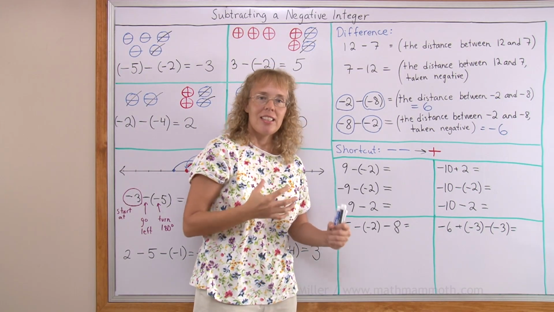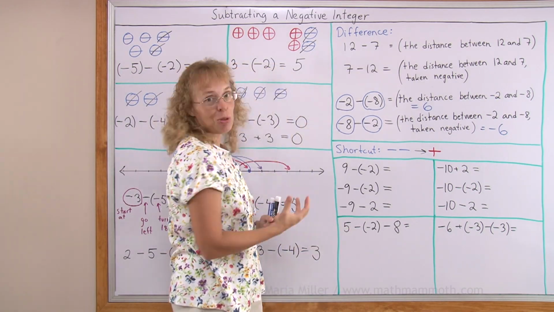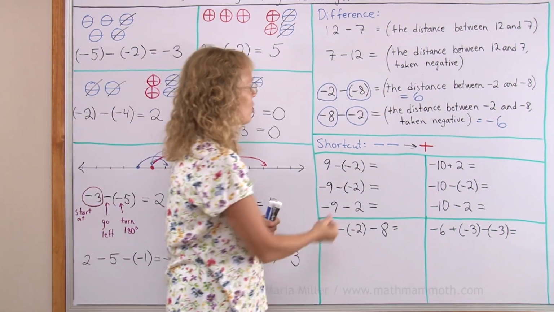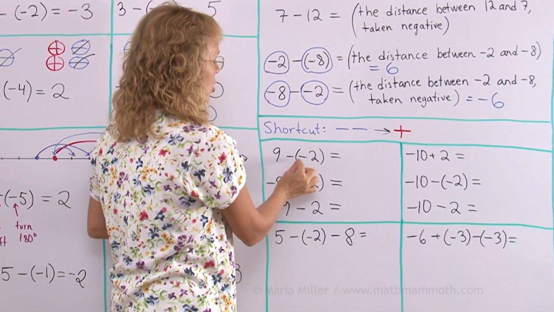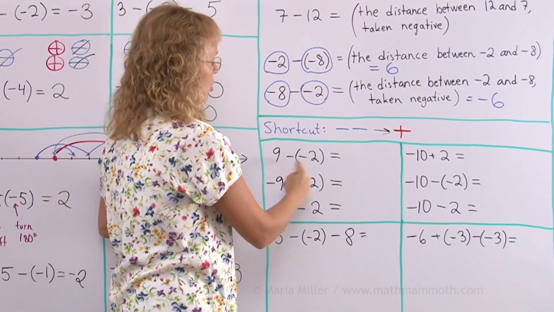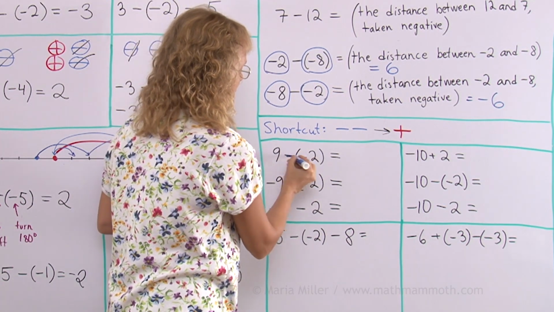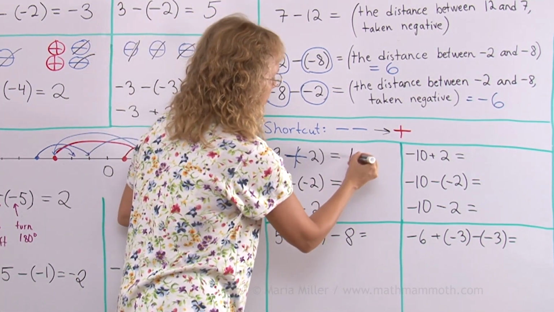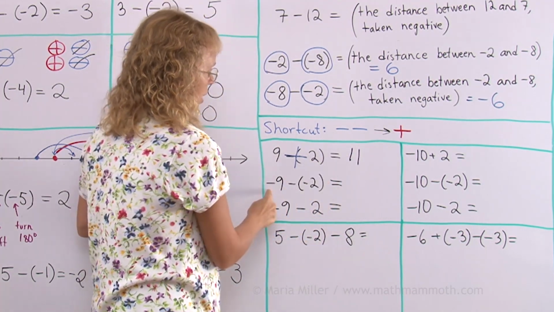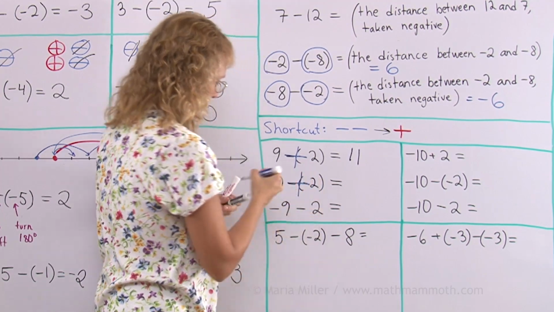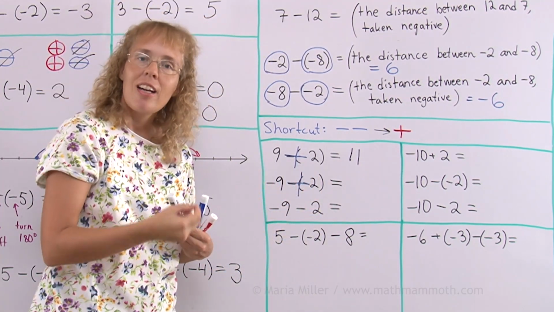After you have studied these ideas, then it is time to start using the shortcut, which makes everything much quicker. The shortcut is that every time you have these two negatives, you turn it into a plus. So 9 minus negative 2, you can, for example, make here a big plus, and then the answer is 11. Negative 9 minus negative 2. Okay, here becomes a plus. So negative 9 plus 2.